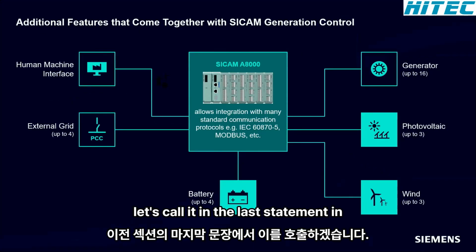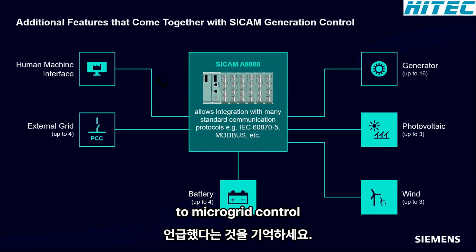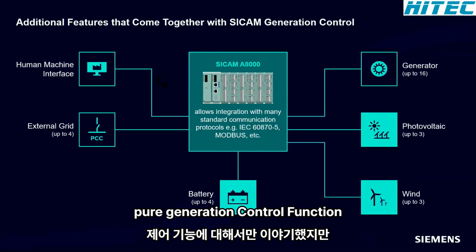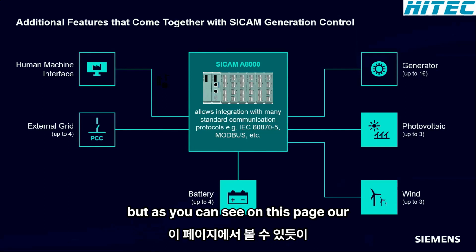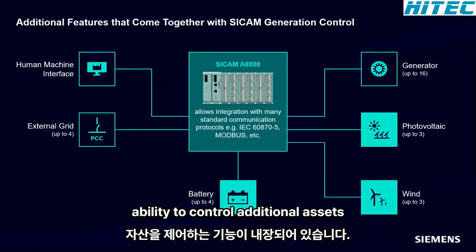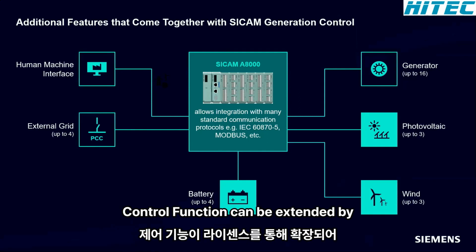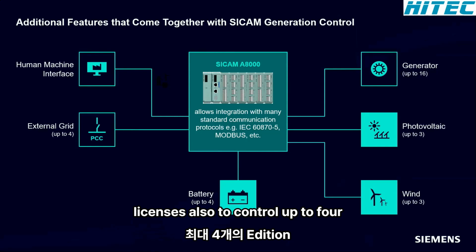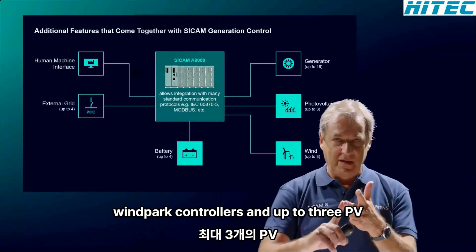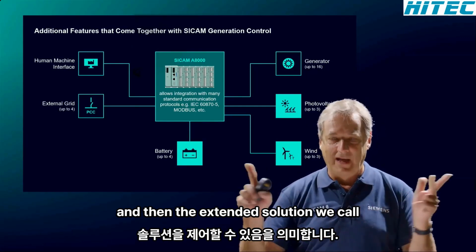let's call it, in the last statement in the previous section, you remember I referred to microgrid control. So far, we have only talked about the pure generation control function. But as you can see on this page, our controller already has the built-in ability to control additional assets. This means that the SICAM generation control function can be extended by licenses to also control up to 4 additional battery controllers, 3 wind park controllers, and up to 3 PV controllers. And then the extended solution we call microgrid control.